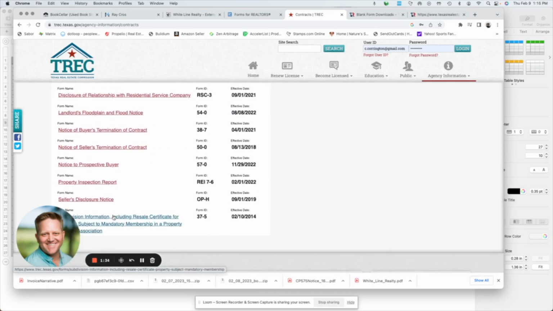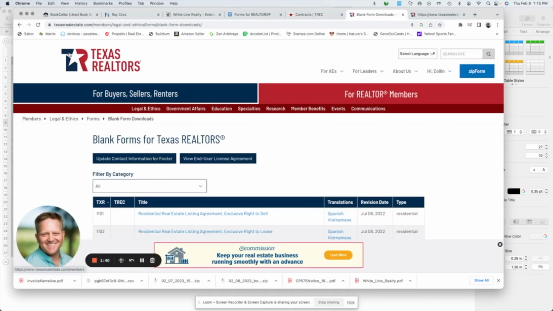Once again, TREC does not have all of the forms you need, so it goes up one more level to TAR, the Texas Association of Realtors. Their website is texasrealestate.com. You should also be able to log in here if you are a member of TAR. I can't remember how much it is, I don't know, $100 a year or something like that. Buyers, sellers, and renters, again, is public information.